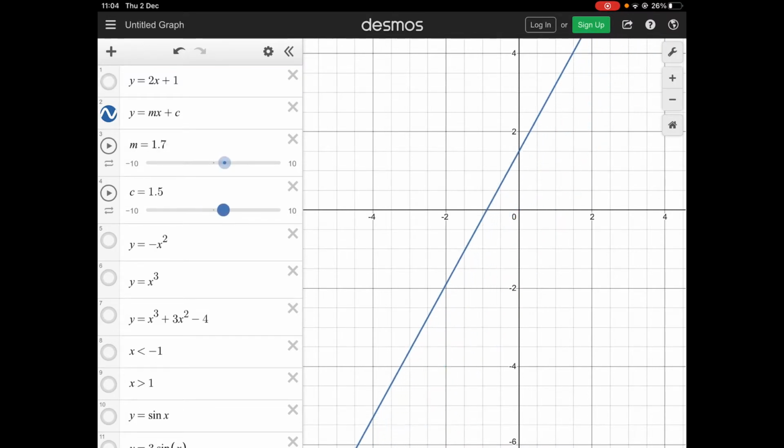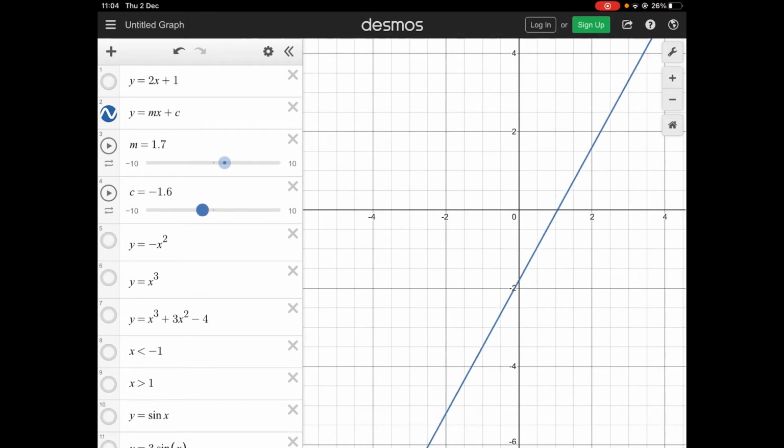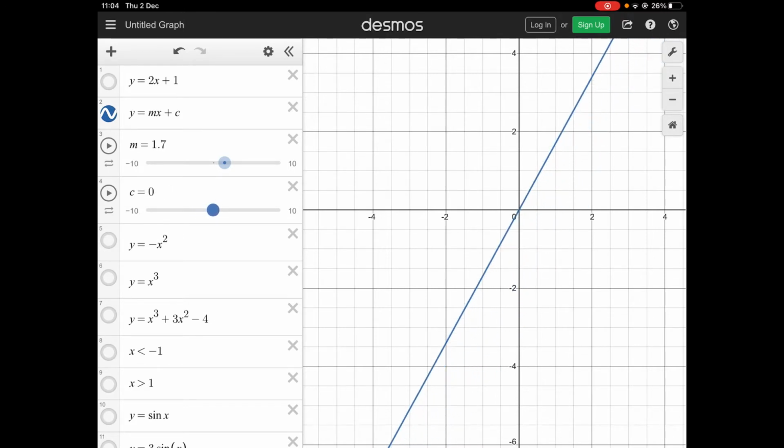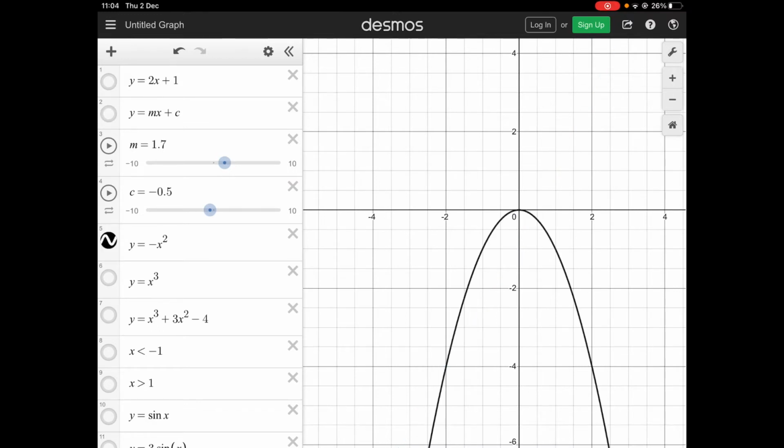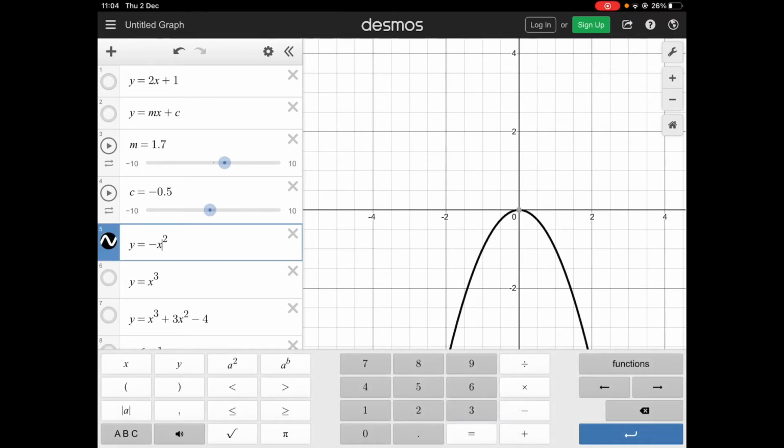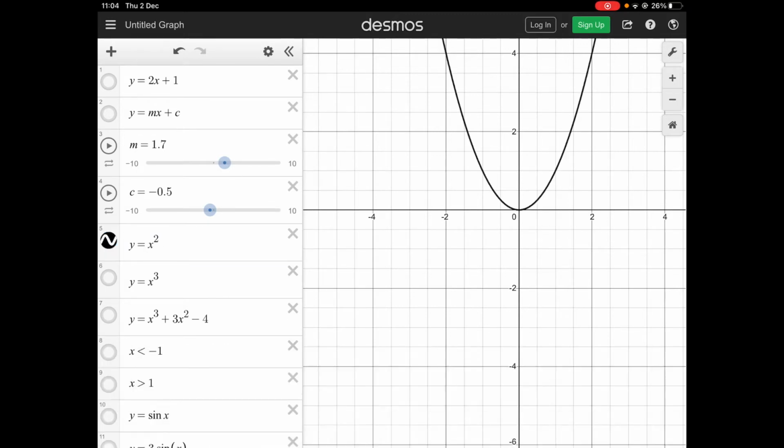And we can also move the line up and down as the y-intercept changes. So it's a visual representation of what that straight line would look like. We can also look at quadratic functions, y equals x squared, and it's really easy to change the coefficients, to look at y equals positive x squared, and we can change the nature of that turning point.